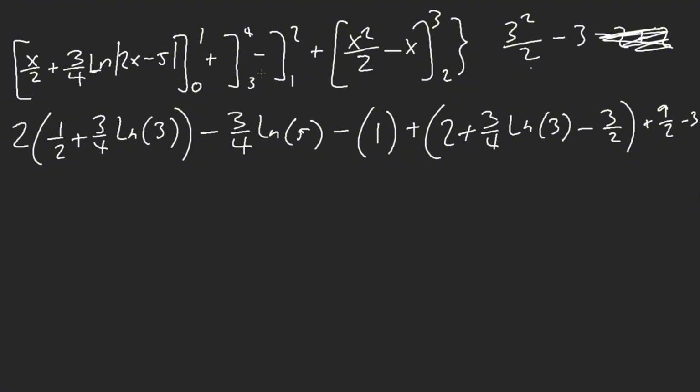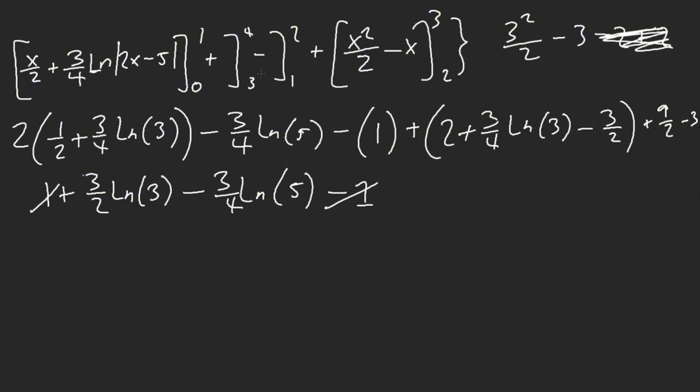Okay. Now for the tedious part. So we have 2. So we have 1 plus 3 halves of ln of 3. Okay. We have minus 3 fourths of ln of 5. That came from the 2, right? Yeah, 10 minus 5. Okay. So now, and then we have minus 1, which would cancel out with this. We have 2 plus 3 fourths of ln of 3 minus 3 over 2 plus 9 over 2 minus 3. Okay.